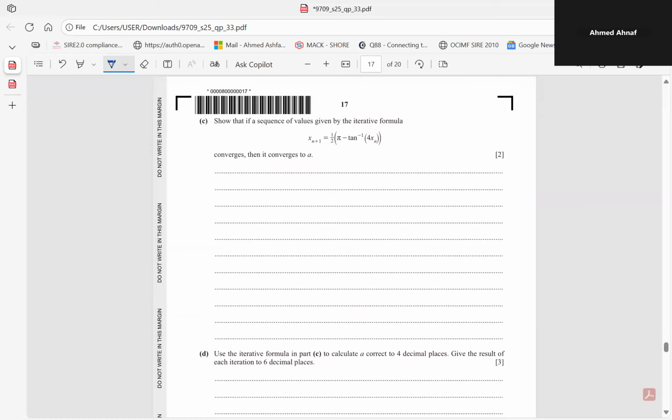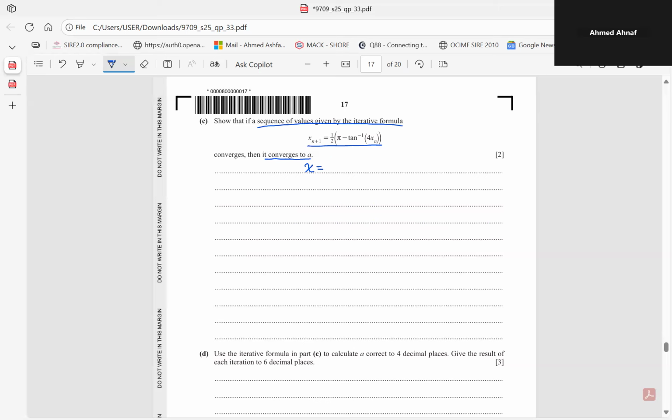Okay, so here we have to show that if a sequence of values is given by this iterative formula and it converges, then it converges to A. So even though the wording might look confusing, they just want you to prove that this iterative formula actually is equal to the original equation that we derived in A, when you simplify and manipulate it. So let's write down the iterative formula.